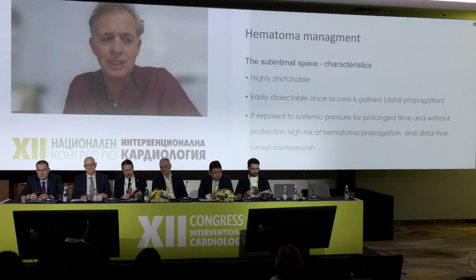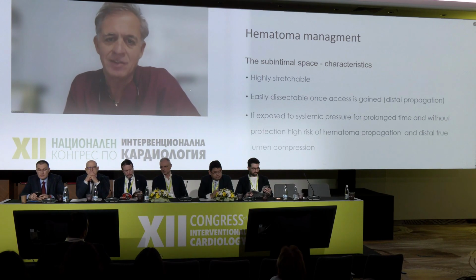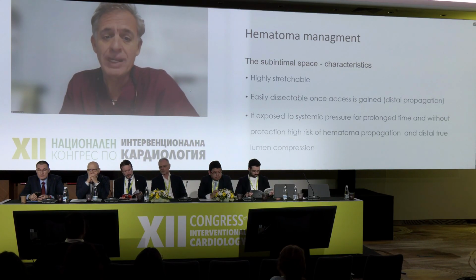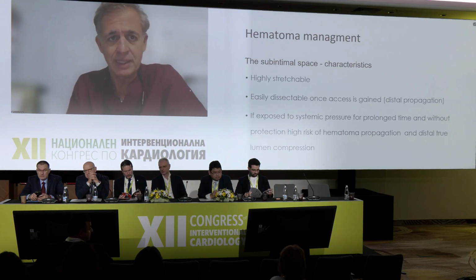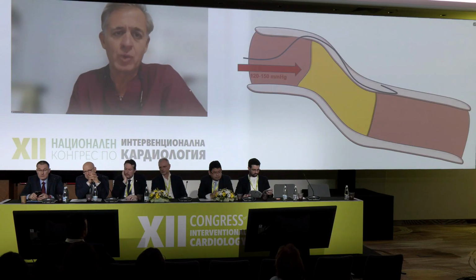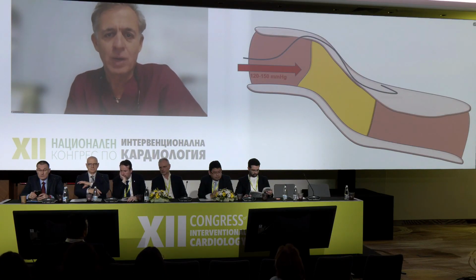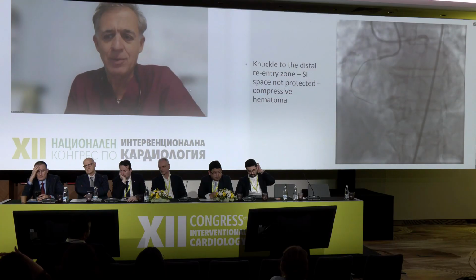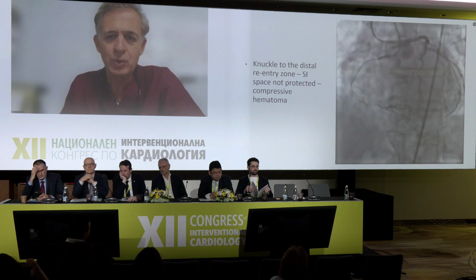We know that the subintimal space is our friend, is not our enemy, is highly stretchable, is easily dissectable. But the problem that we can have is the hematoma, and the systemic pressure can propagate the hematoma and can compress the distal true lumen. This is a cartoon: we have the systemic pressure, the wire in the subintimal space, and the hematoma can compress the distal vessel. So we need to think about some tips and tricks to reduce the hematoma propagation.